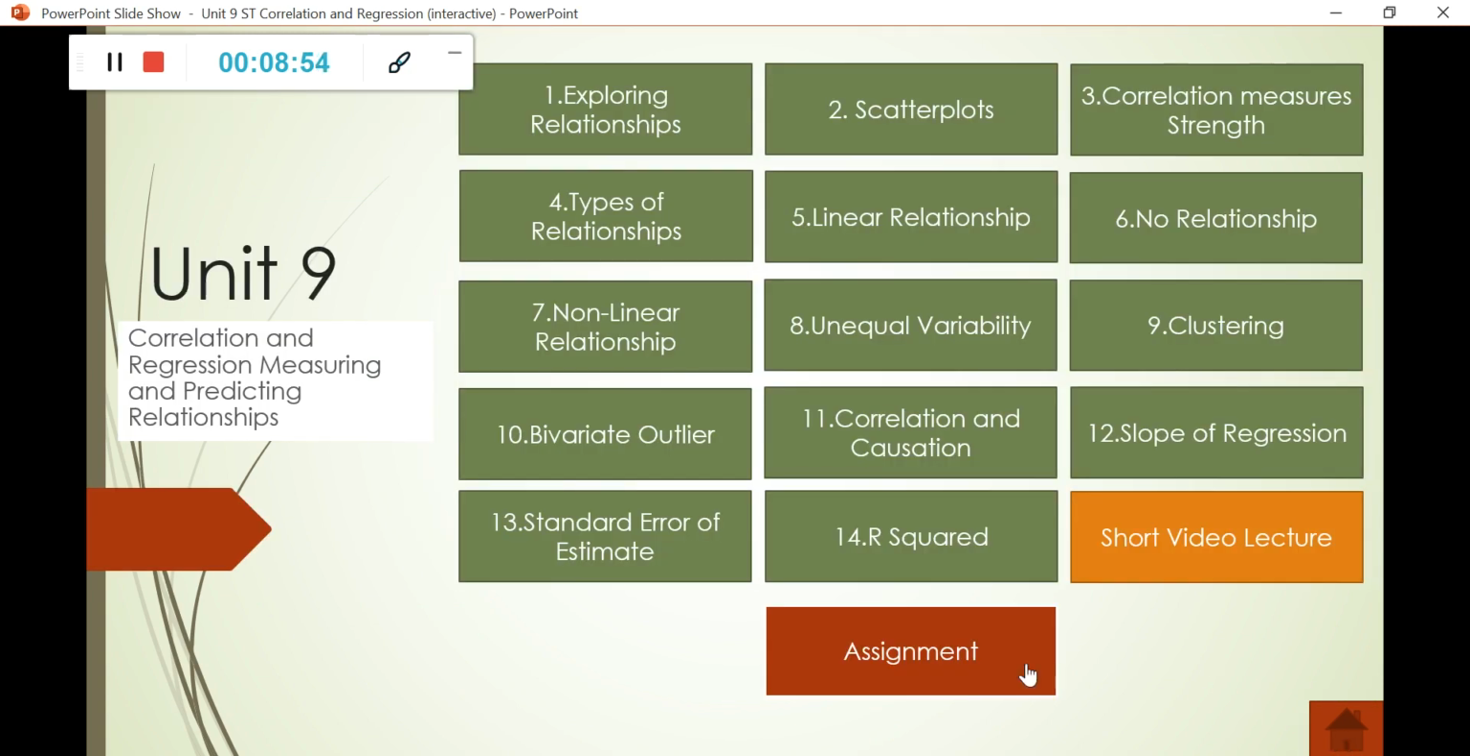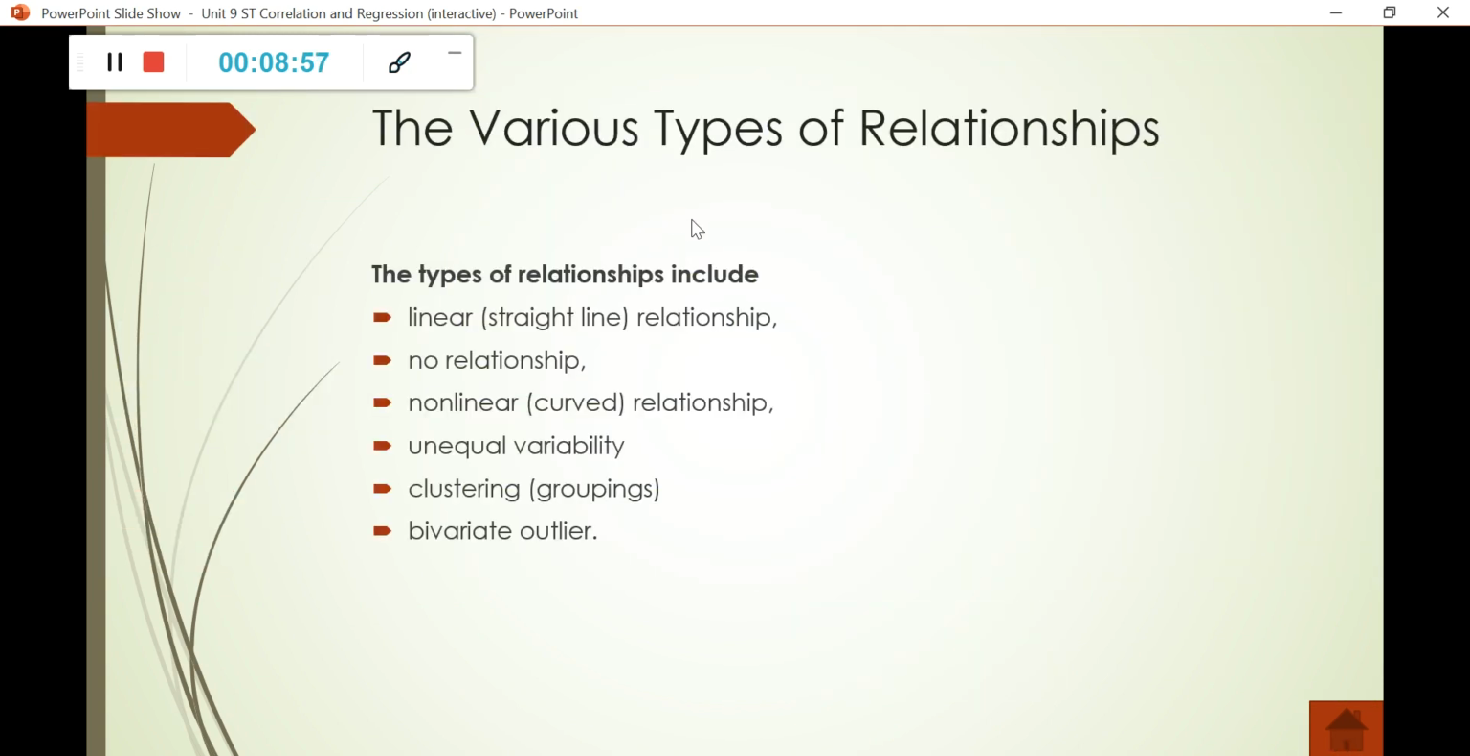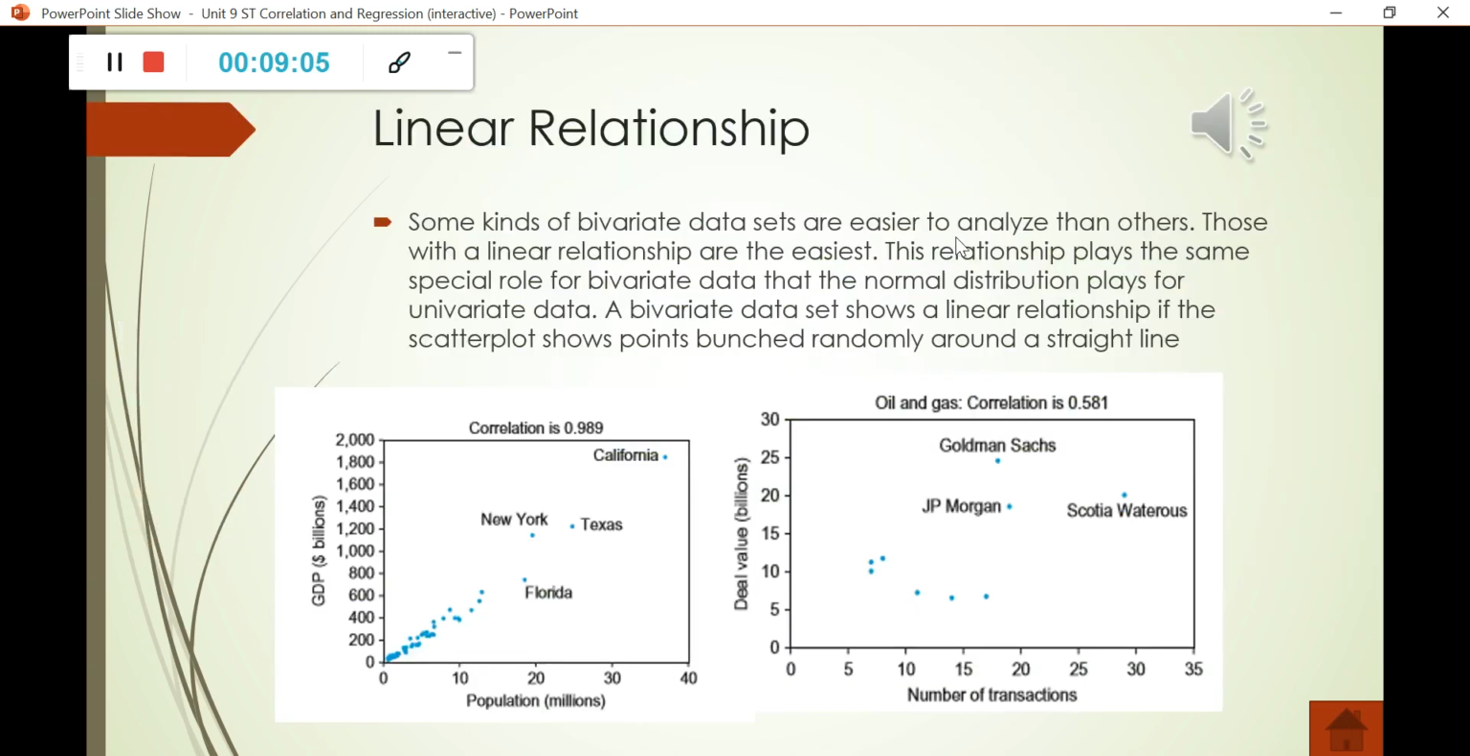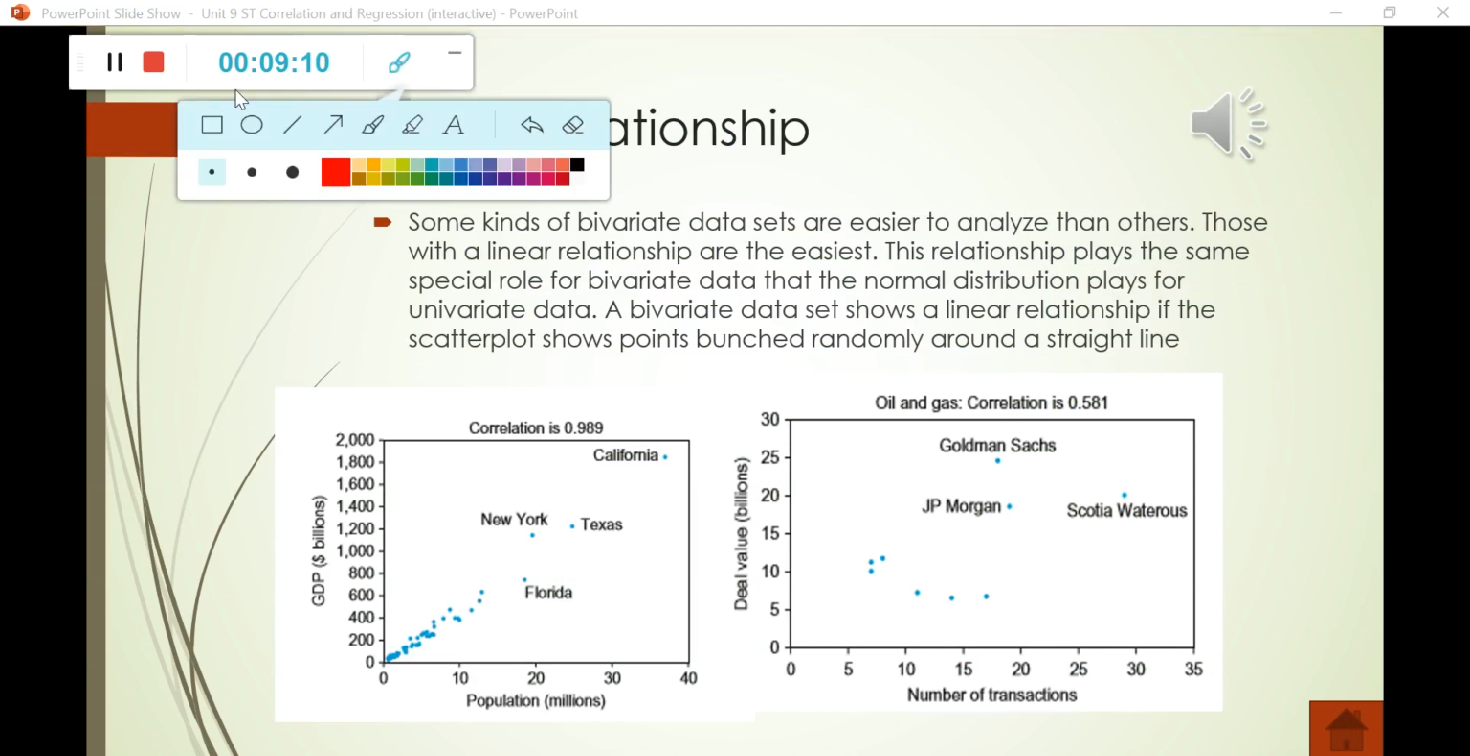Let's continue. In this case, like I said, we have different types of relationships, so let's explore them a little bit more. First, we have the linear relationship. The linear relationship is the easiest one because simply what we can do is, with a line, measure how strongly correlated it is. For example, in this one, we can draw a line in here, and we can see that the correlation here is 0.9. Most of the dots are connecting the line, so there's a strong correlation.